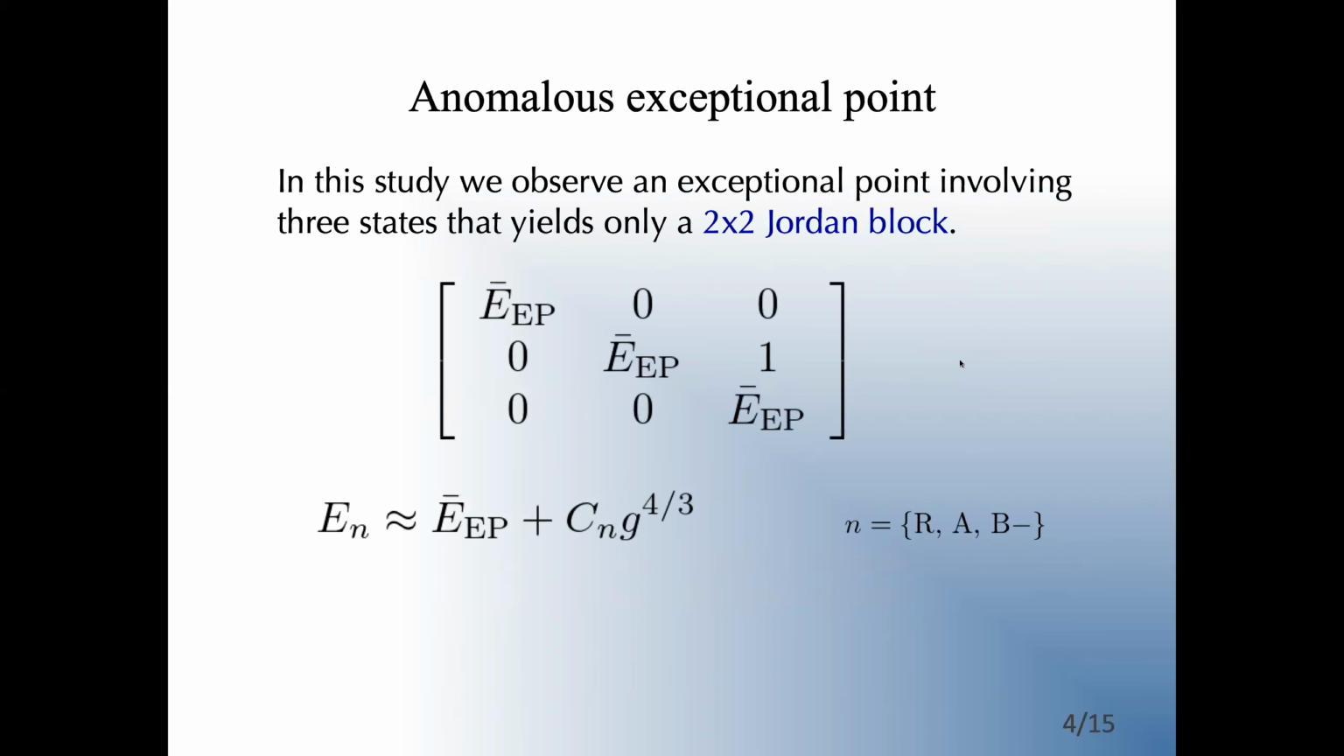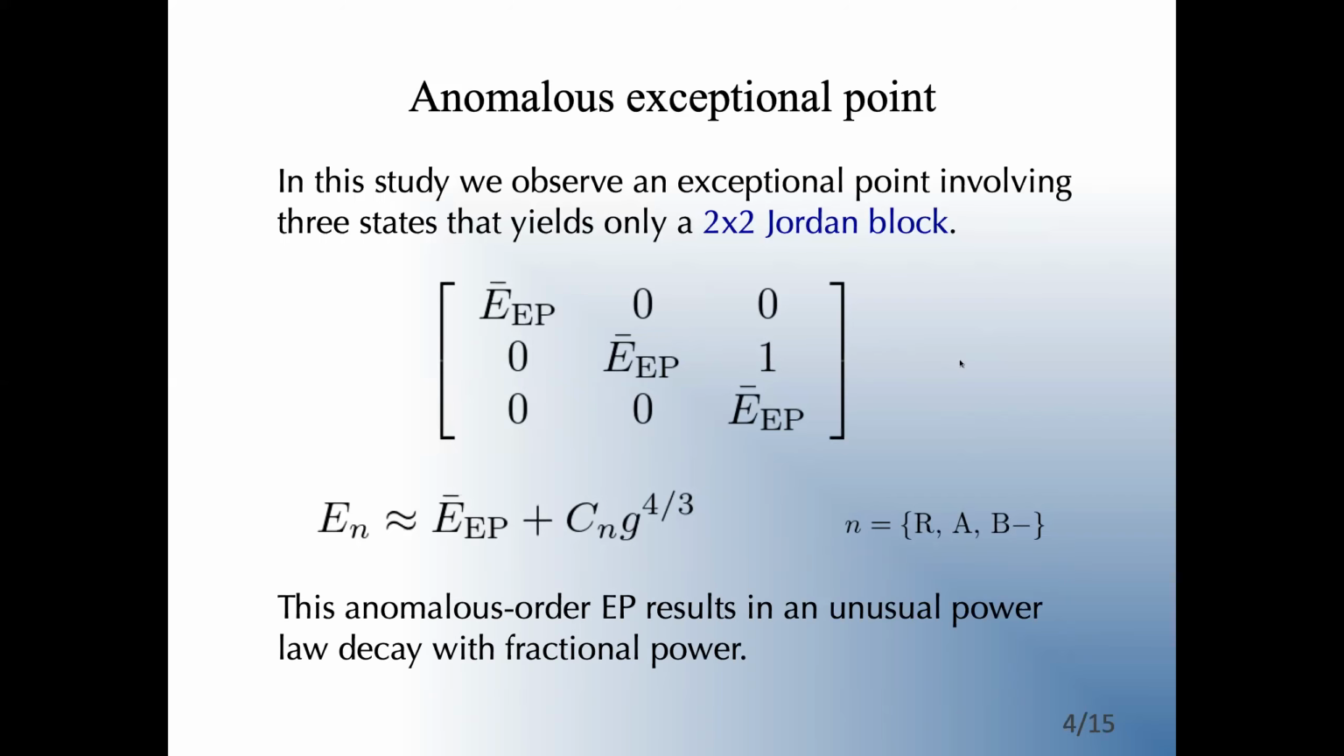But in this case, we'll study an anomalous exceptional point, which looks a little bit different. The Puiseux expansion will have a cubic root of G, where G is the coupling in the Hamiltonian, which I'll introduce in a moment. However, the reduced Hamiltonian actually just contains a 2x2 Jordan block plus an additional state which is just degenerate in the traditional sense. A further point is that the anomalous exceptional point results in an unusual power law decay that we'll see towards the end of the talk.